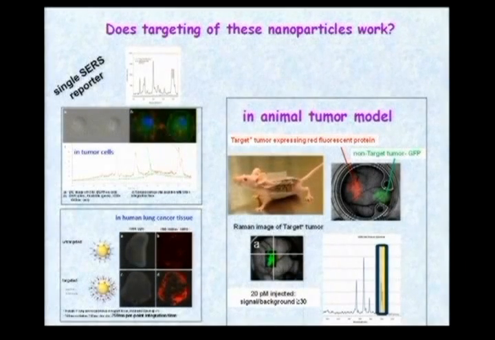We use this mouse model to look at the targeting. So again, as in the case I showed you earlier, this is just two different fluorescent proteins. This is a non-targeted tumor, and this is a targeted, and you in fact get targeting only to the tumor that expresses the particular antigen.